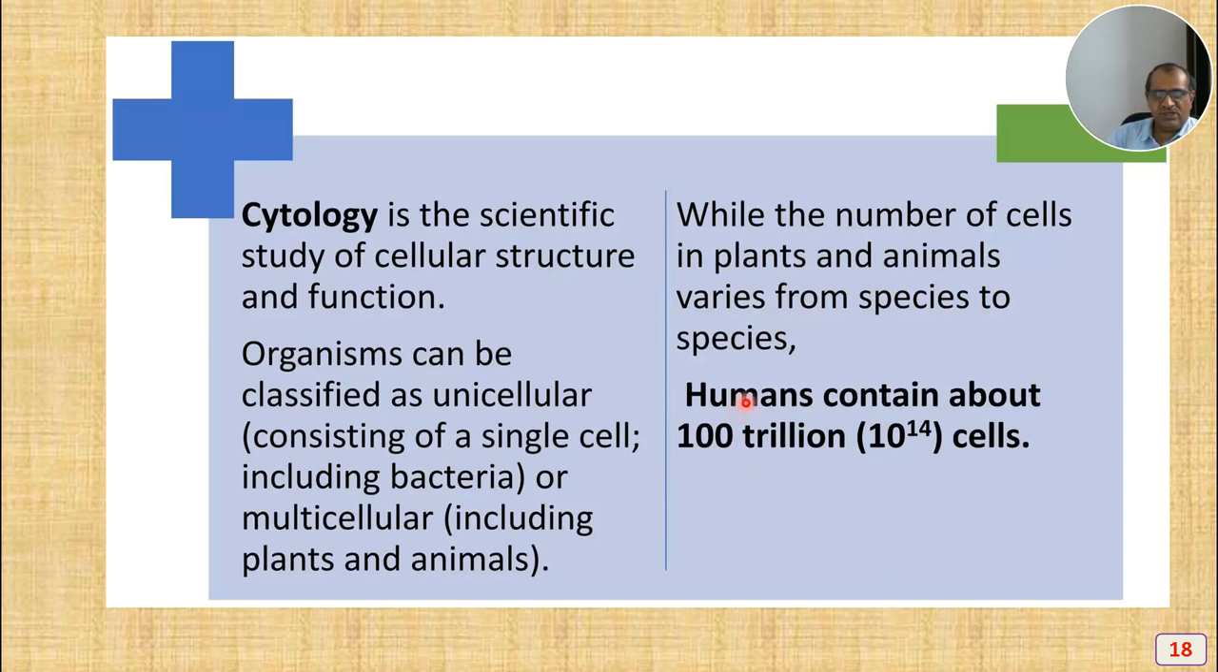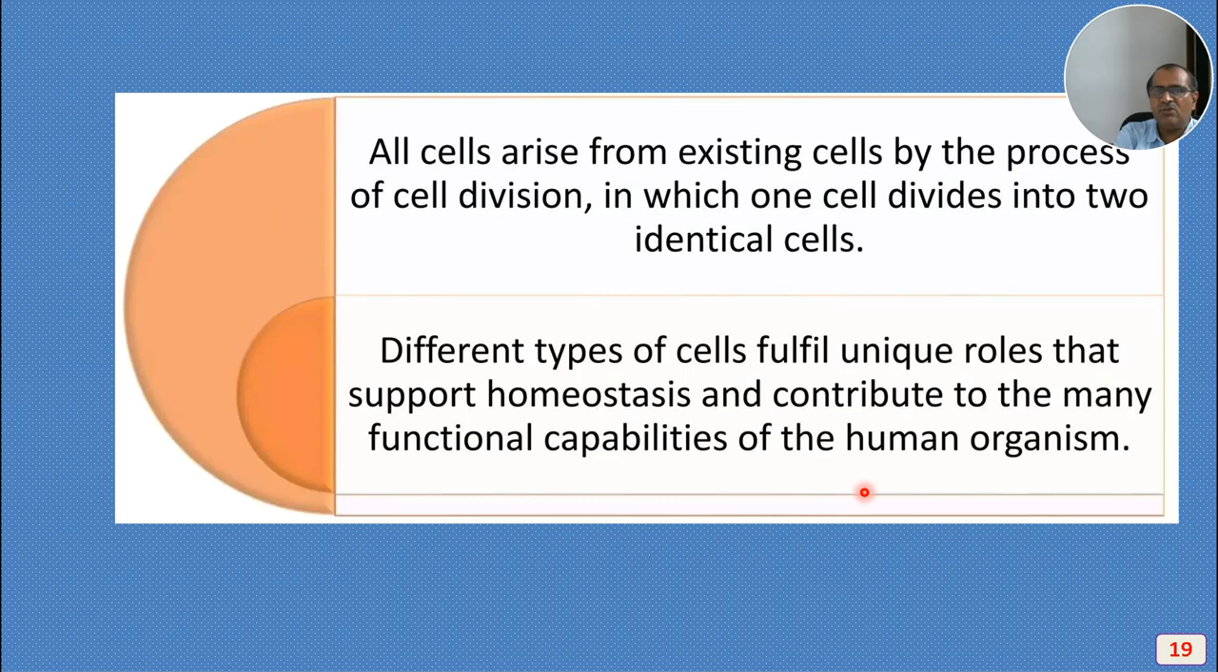So here is one statistic you should remember: human cells number how many? 100 trillion cells, which means 10 raised to the power 14. How many cells? The human body does contain 10 raised to the power 14, or 100 trillion cells. So every day some billion cells are being washed away from the human body and new cells are being generated. So this is the beauty of the body.